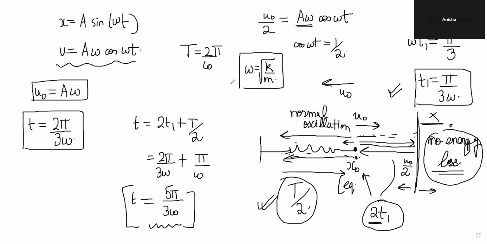And what other options are they asking? Speed of the particle when it returns to the equilibrium position is mu naught only. Part D is coming. They were asking only time, and maximum compression happens when T by 4 plus 2t1, right? But that is not in the options. So this wall has done nothing. It has just cancelled part of the motion, but other parts are normal behavior, right? Is it clear?